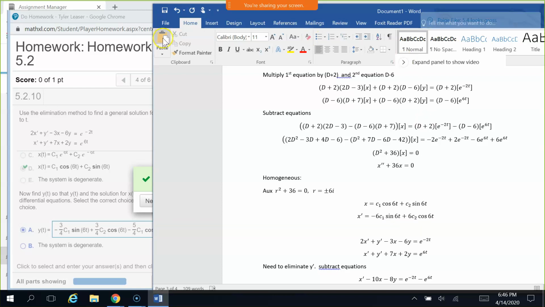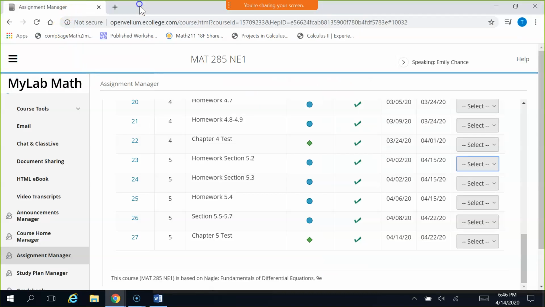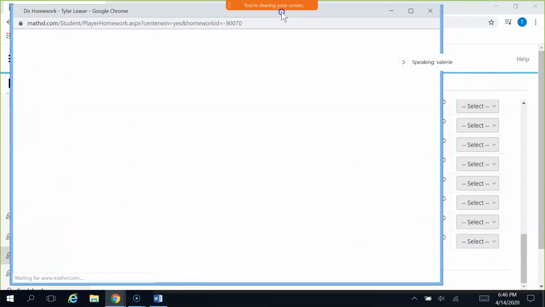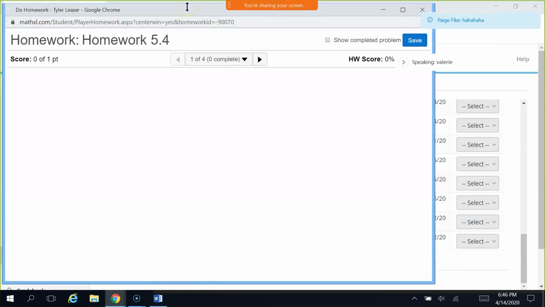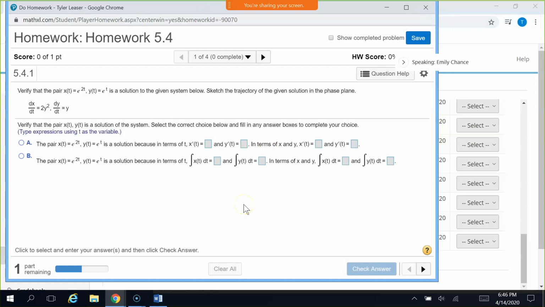Mm-hmm. 5.4 looks gross. I agree with you. Do we want to look at a 5.4 one before we go? Sure. Yeah. Unless you want to extend the due date. I know, right? Not particularly. Okay, still have all day tomorrow. Yeah. All right, let's look at number 1 here.